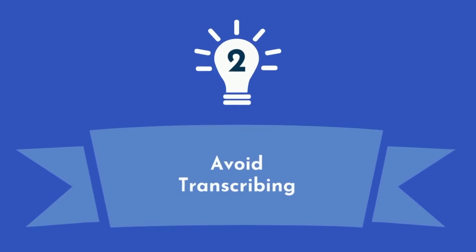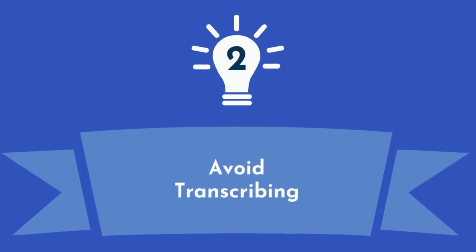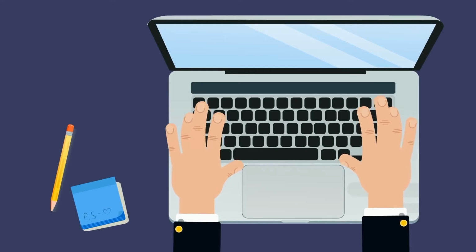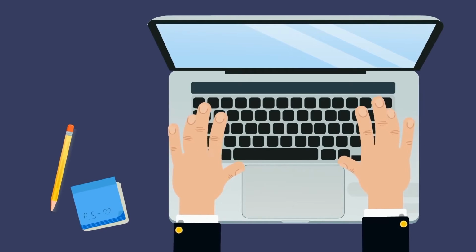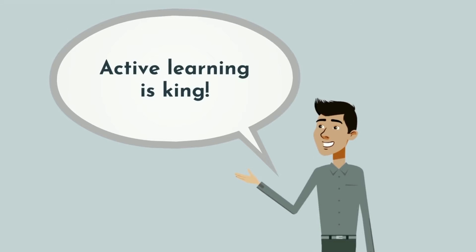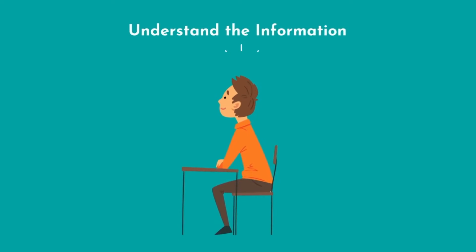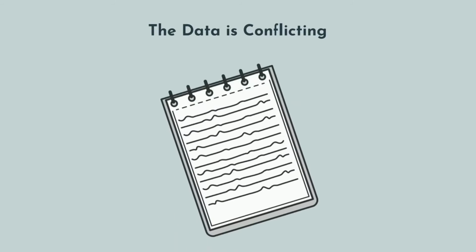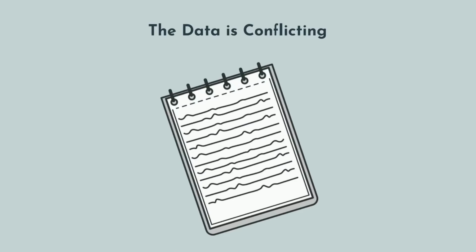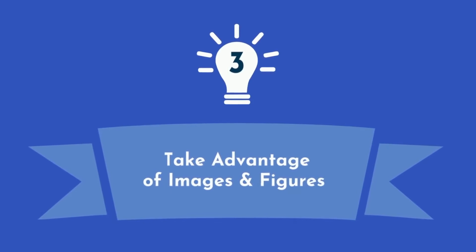Number 2, avoid transcribing. I type at 145 words per minute, and if you're also a fast typist, you may find it easy to transcribe what the lecturer is saying verbatim. This is a highly passive form of note-taking, and as we've discussed many times on this channel, active learning is king. While in lecture, your priority should be to understand the information. To facilitate this process and avoid regurgitating, put it into your own words. The data on the utility of transcribing is conflicting, but that's due to study limitations and overall poor note-taking strategies within the studies.